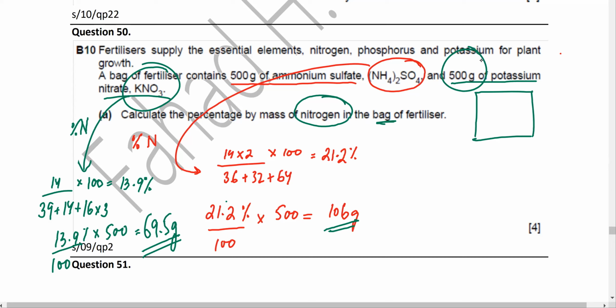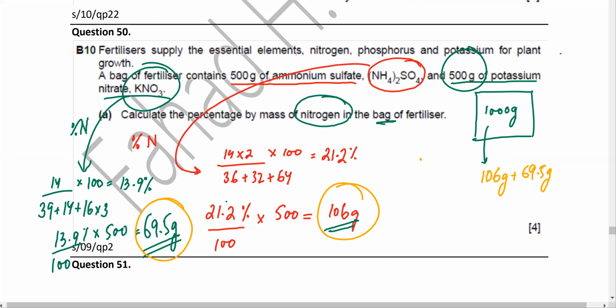Okay, now I have calculated the masses for both bags separately, okay? So remember the total bag of fertilizer contains half of this and half of that. So combined, what is the total mass of the bag of fertilizer? It's 1000 grams, right? And combined, what's the mass of nitrogen? One of the values is 106 grams, and in the other part it's 69.5 grams. So the total mass of nitrogen in the bag is going to be 106 grams plus 69.5 grams. What do you get?